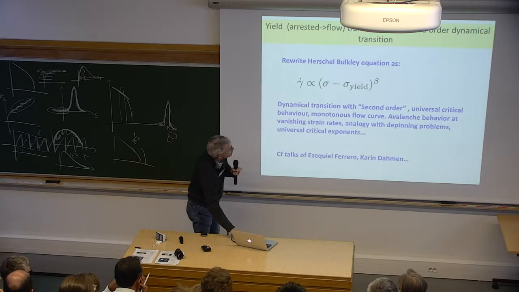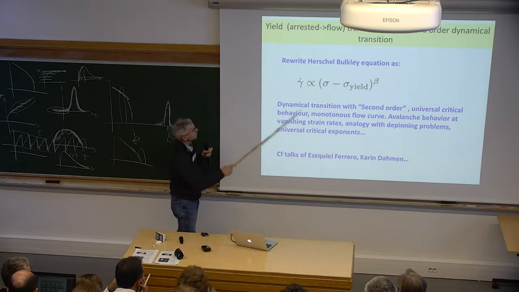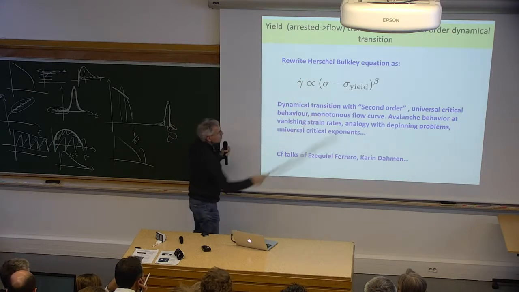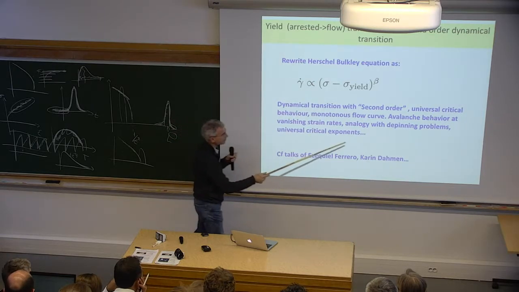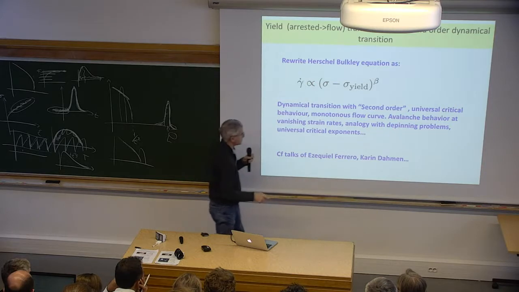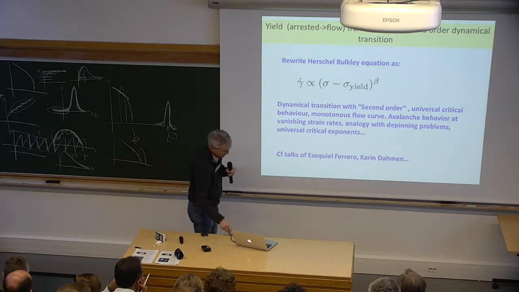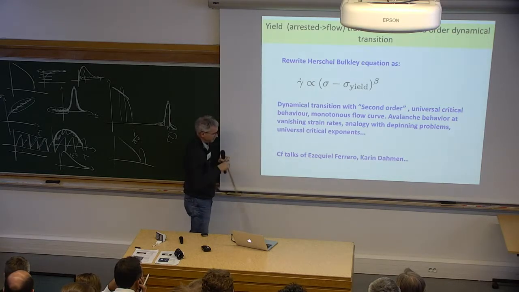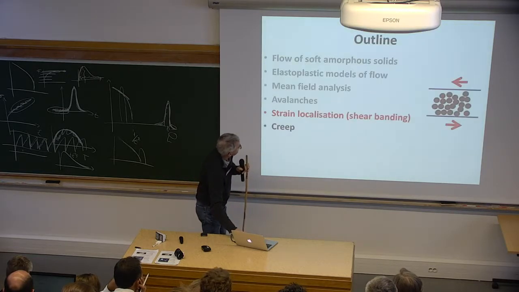Let me just say one word about the previous talk, so the talk of Karen. If you rewrite the equation for the stress versus the strain as a critical law, then it is very suggestive that you have a dynamic transition which is second order, and then you may expect universal critical behavior, etc., and avalanche behavior with critical exponents, etc. This has been discussed in the talk of Karin, and certainly will also be discussed by Ezequiel Ferrero next Wednesday, I guess.